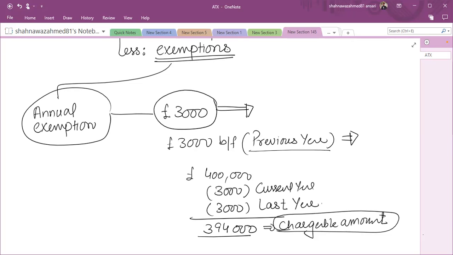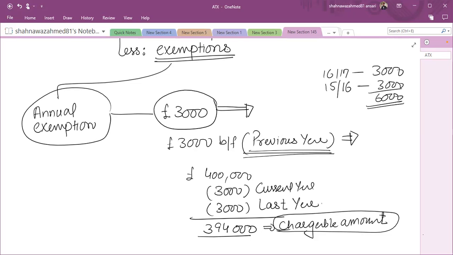Now you have to carefully identify whether this 3,000 in the current year is available, or in the last year is it available, or it has already been used. Only one year brought forward is allowed, just one year. So if the year of gift is 16-17, take 3,000 of this year and then check the previous year. If it is available, take 6,000. If it is not available, then use the current year only. And this is the current year exemption. This is not given on each item.